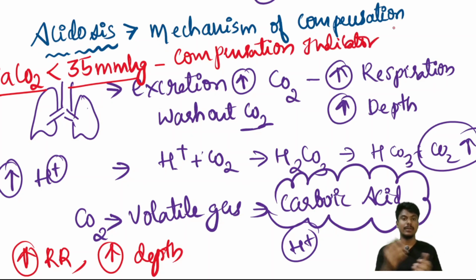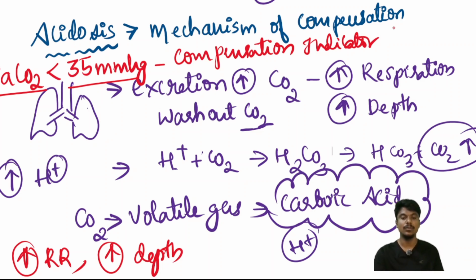How are we going to know if our lungs are responding? Our lungs are compensating for acidosis. We'll take an ABG and then we'll see the PCO2 level. If the PCO2 level is less than 35, it indicates that the lungs are working, compensating for the change in pH for acidosis.